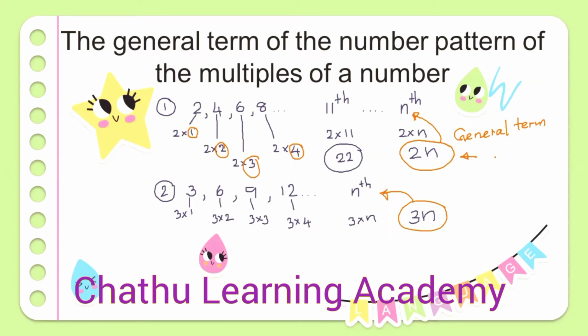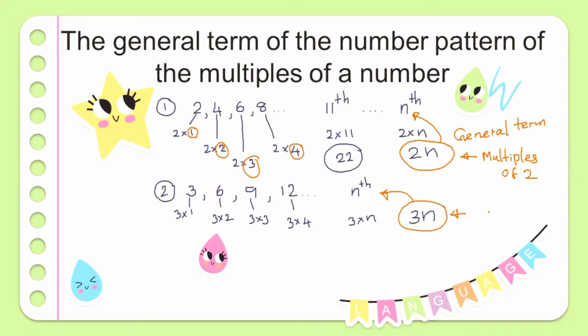Here this is the general term for multiples of 2. Here this one is for the multiples of 3. I think now you have understood. If you are given multiples of 7, then what is the general term for this number pattern?